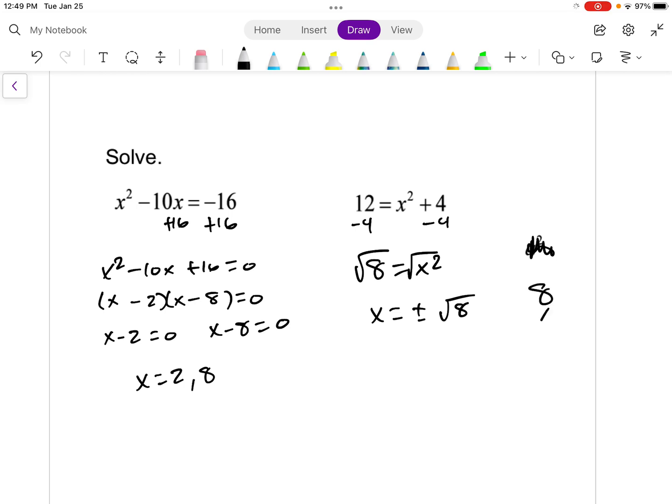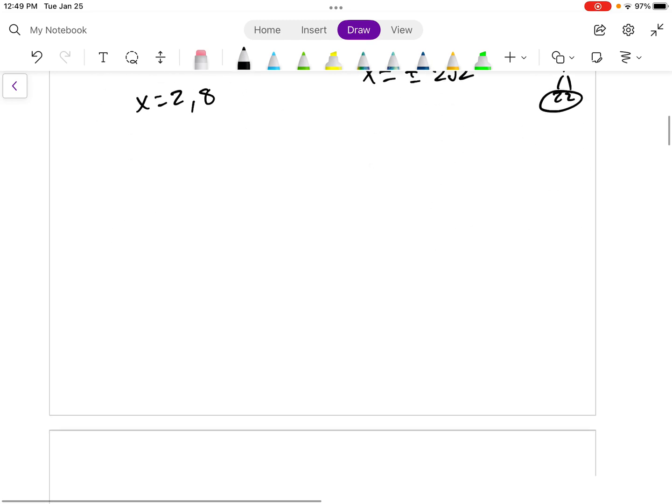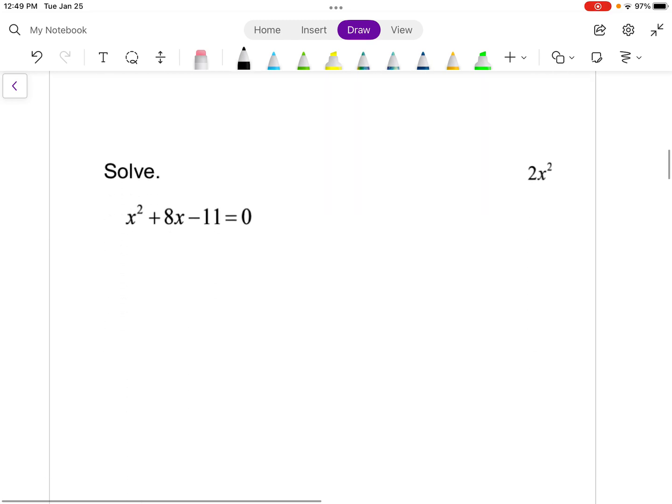Let's see, 8 breaks apart to be 2 and 4, and 2 and 2. I've got a pair of 2's. So I end up with x equals plus or minus 2 square root of 2. I could also plug that in a calculator and get an approximate, right? So those are two different ways to solve. I want you, really quick, to pause the video for just a second and try solving this equation right here: x squared plus 8x minus 11 equals 0.